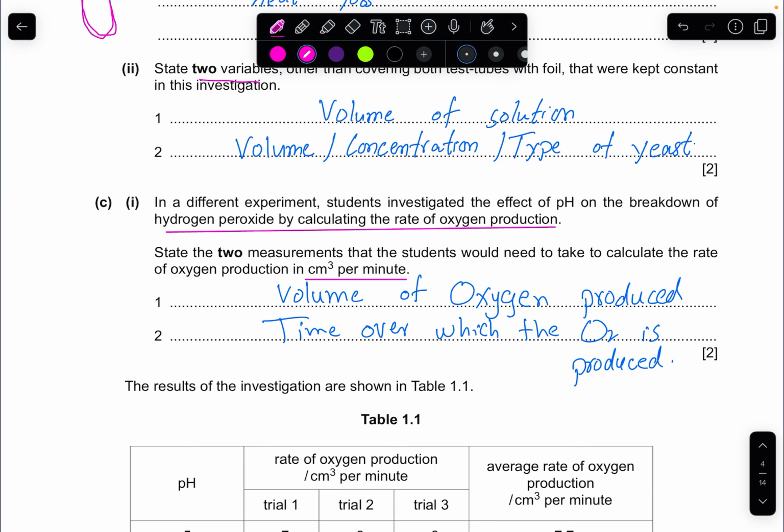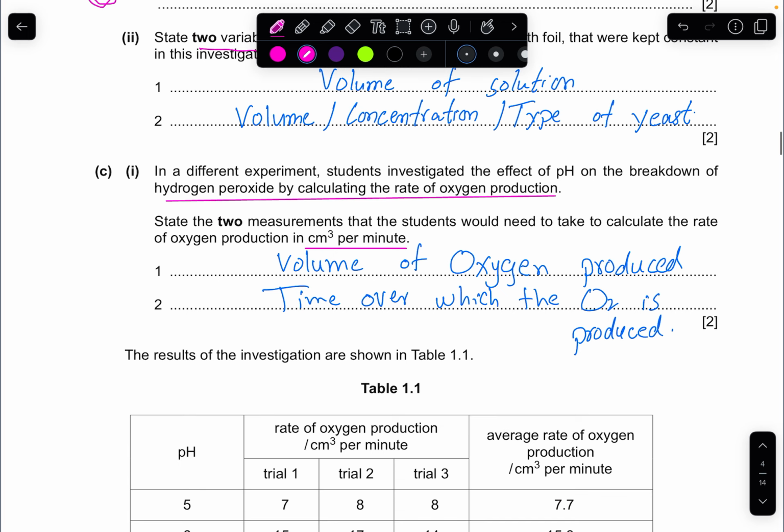the 2 measurements the student must take are the volume of the oxygen gas and the time: how much volume is produced and in how much time. These are the 2 measurements that the student must take to calculate the rate. If the volume is high, the rate is faster, and if in less time more gas is produced, it means the rate is high.